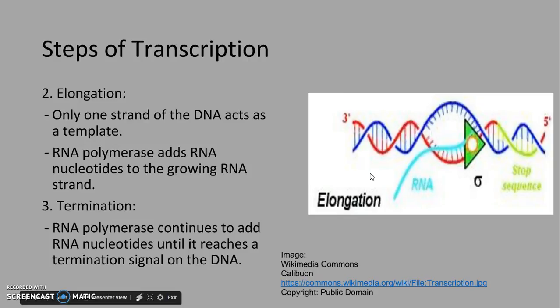Second step is elongation. Only one strand of DNA acts as a template. RNA polymerase adds RNA nucleotides to the growing RNA strand. So as we look to the right here, we have the RNA polymerase moving along, producing the RNA strand.